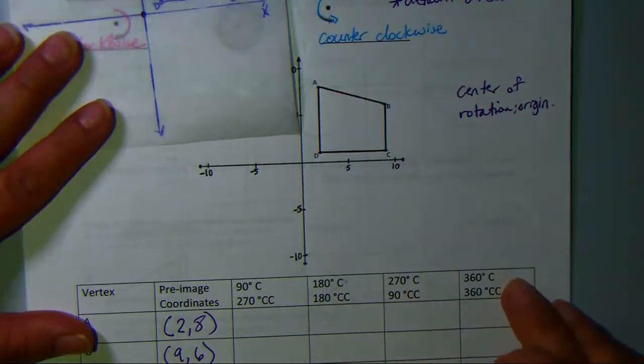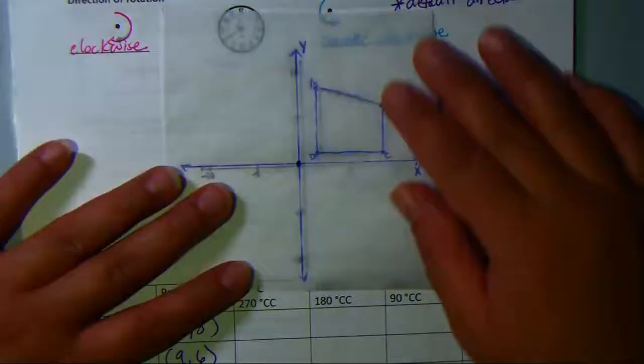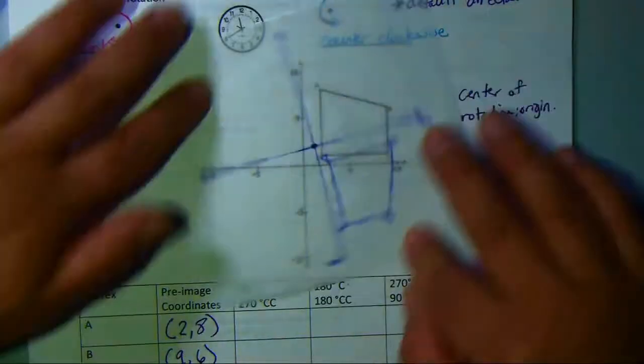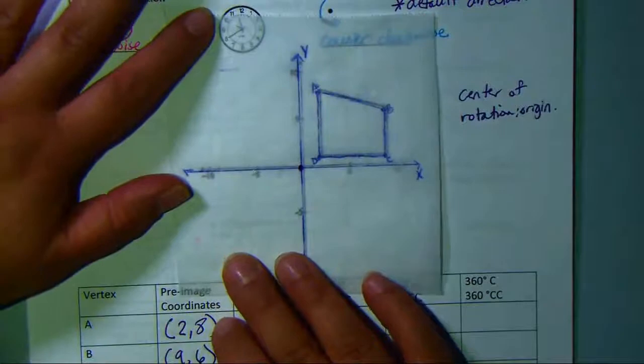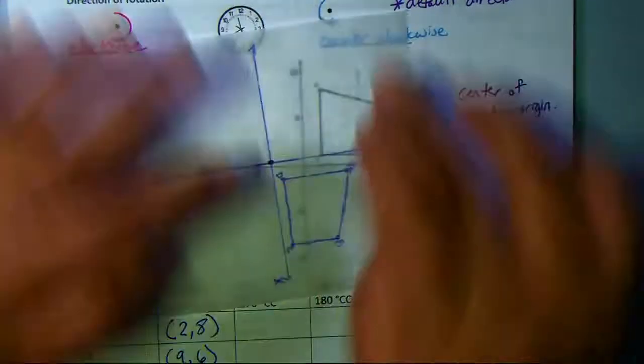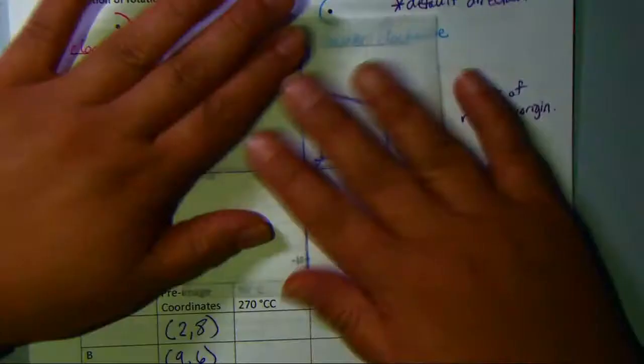And then of course 360 in each, it doesn't matter which way you turn 360, you're going to still end up at the same place. So here's a 360 turn clockwise, here's a 360 turn counterclockwise, right? So let's go ahead and take a look at our points here, okay?